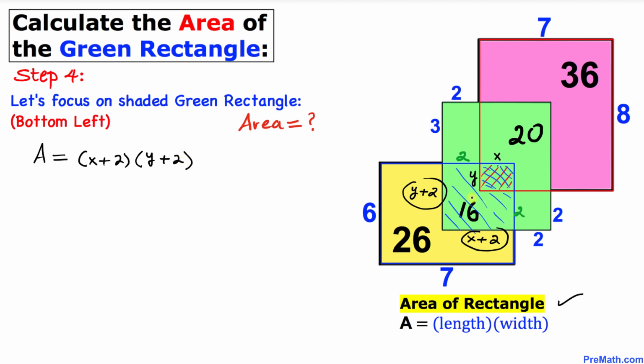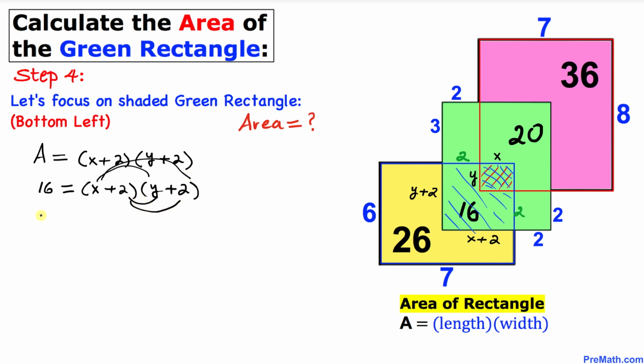But we know that the area of this green shaded rectangle is 16. So I can write 16 equals X plus 2 times Y plus 2. Now let's go ahead and use the FOIL method, double distribution. So 16 equals X times Y plus 2X plus 2Y plus 4.